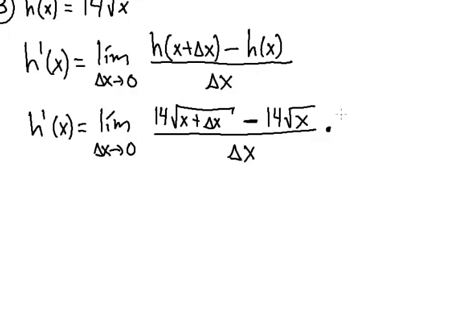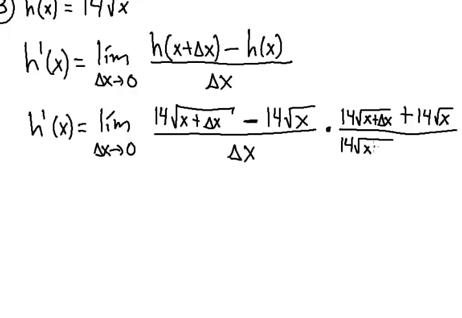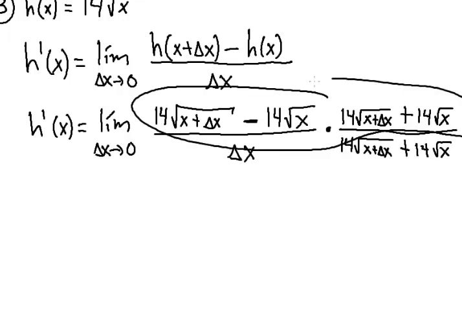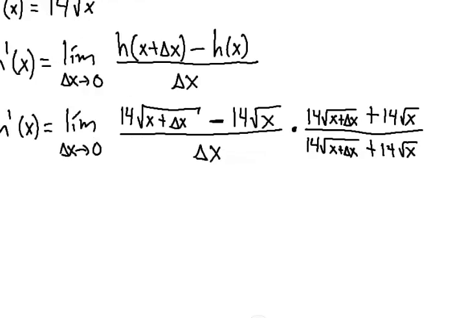which means I'm going to put in here 14 square root of x plus delta x plus, instead of minus, 14 square root of x, divided by exactly the same thing, 14 square root of x plus delta x plus 14 square root of x. So I'm going to multiply. How do you multiply this thing? Well, you're going to do it somewhere else. You're going to work separately.